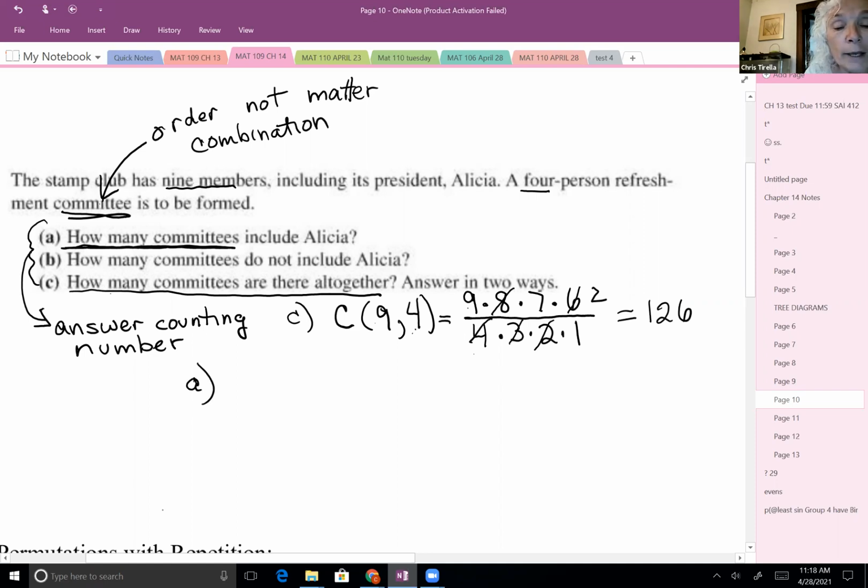Part A, if I want to have Alicia, that means that I'll have Alicia and 3 other people. And so there's 1 Alicia.